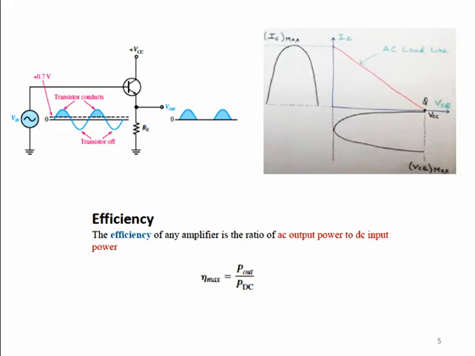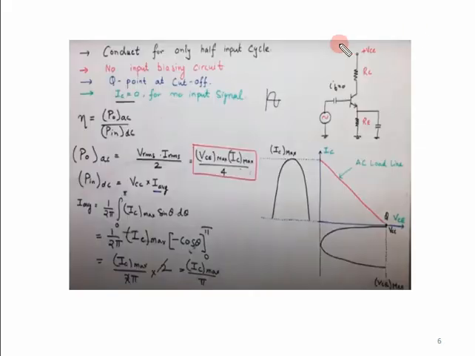Okay, so we're done with this. The next slide shows basically how we can evaluate the efficiency. Now, to evaluate efficiency, we will be looking into the load line characteristics of the class B amplifier.